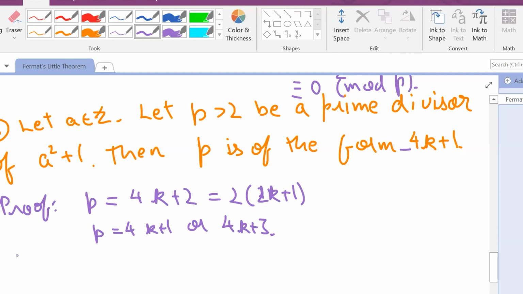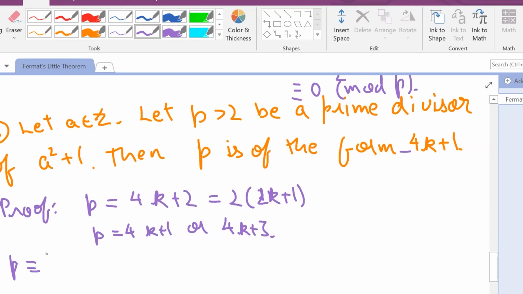Let's try contradiction. Suppose that p is not of the form 4k plus 1. What happens then? Then p has to be of the form 4k plus 3. In that scenario, we have that p is a prime divisor of a square plus 1. Now, because p divides a square plus 1, what happens to the GCD of p and a? Can it be p? It cannot, right?